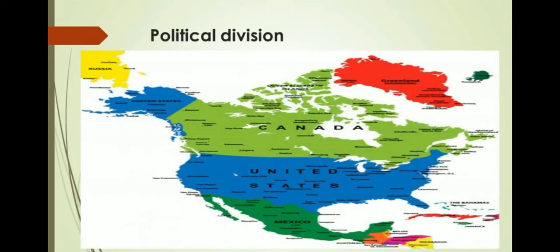Next we will see about political divisions. North America is the third largest continent next to Asia and Africa. North America has 3 large countries and several smaller ones. Canada is the largest country of North America, followed by the United States of America and Mexico. The 7 small countries which lie to the south of Mexico are referred to as Central America.